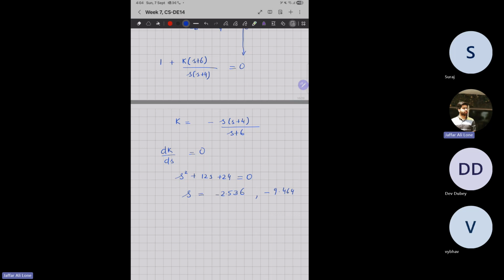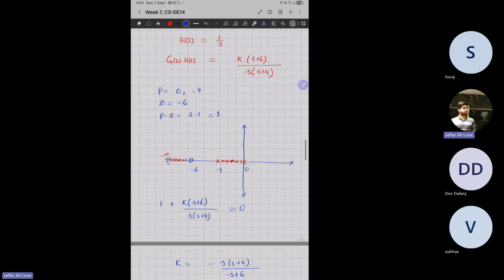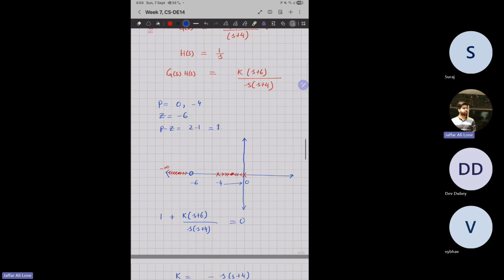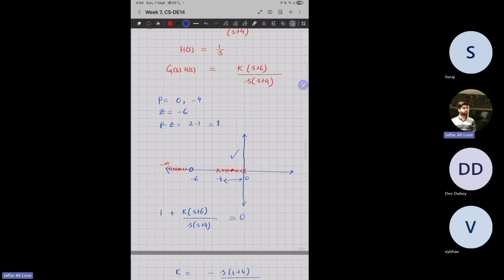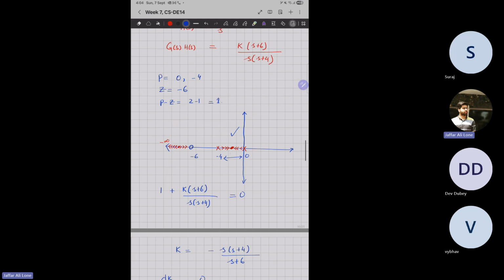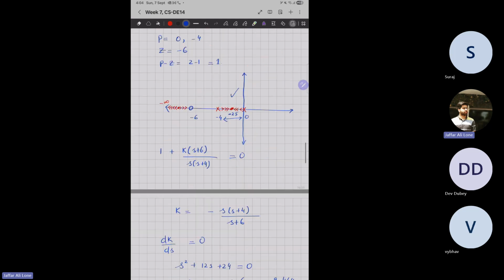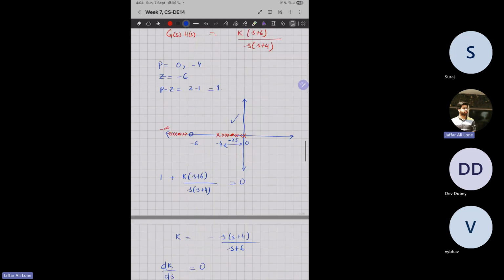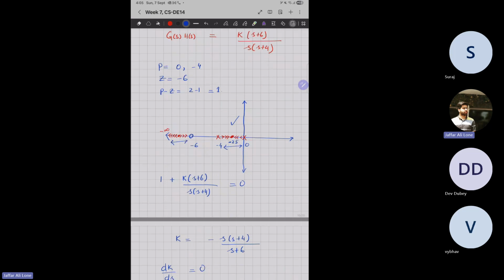Now, after this, we have to see whether these points lie on the root locus or not. If they don't lie on it, then they are not valid breakpoints, and if they lie on it, then they are valid breakpoints. So our breakpoints are minus 2.5 and minus 9.4. Now see, minus 2.5 will lie somewhere here, so it is a valid part of the root locus. So it means my breakaway point is minus 2.5. Similarly, my minus 9.4 will lie somewhere here, so this is also valid because it lies on the root locus. So this point is a break-in point and this point is a breakaway point.